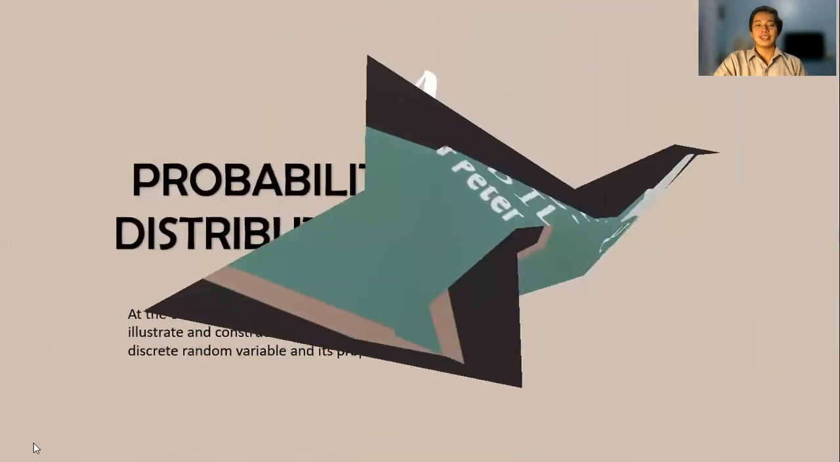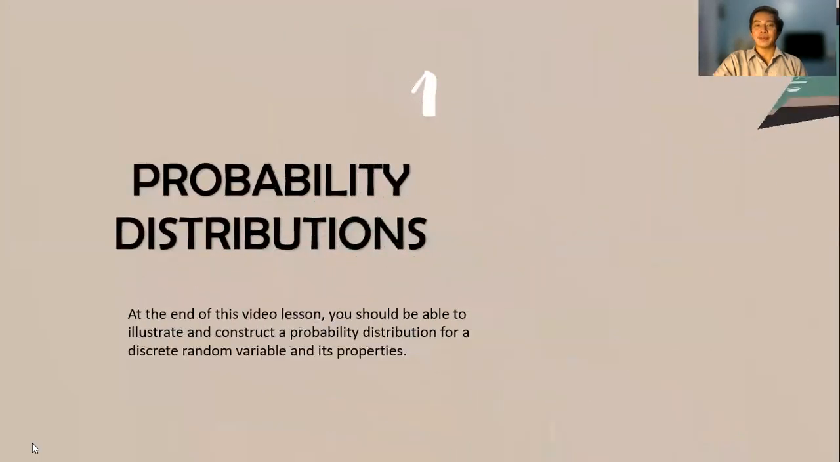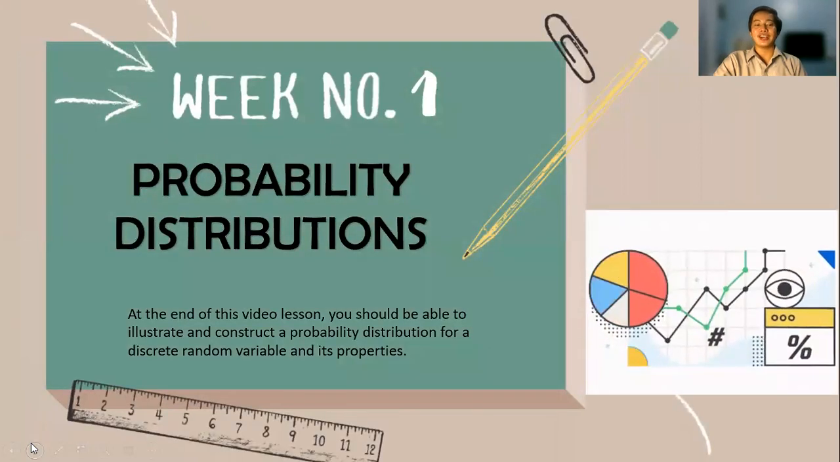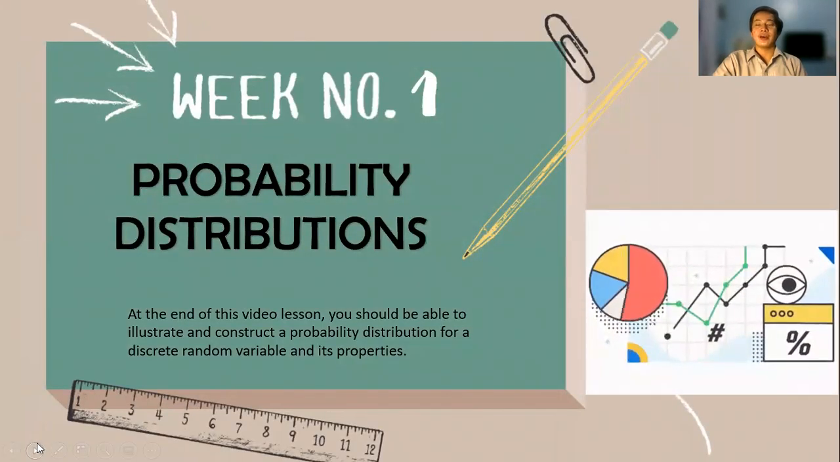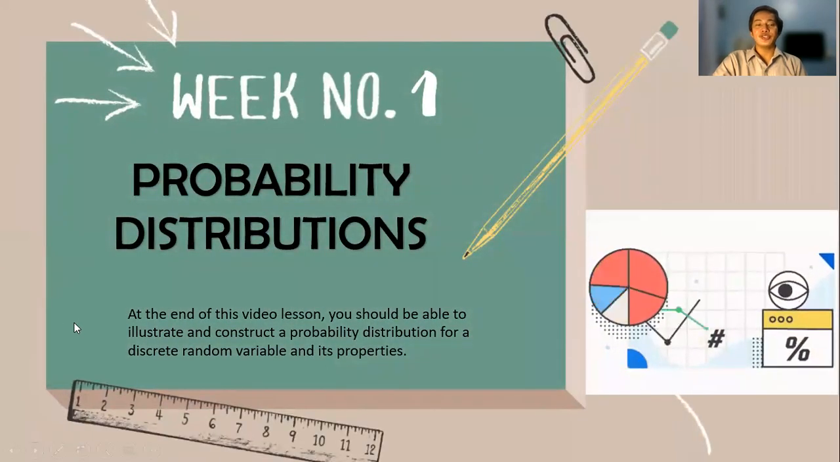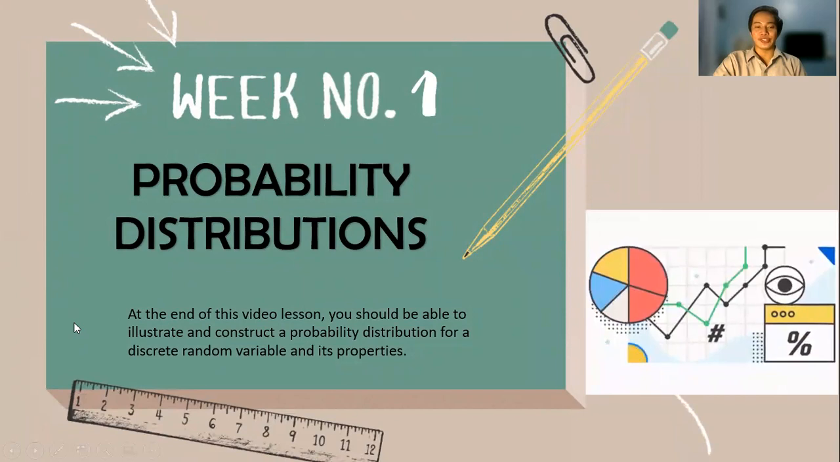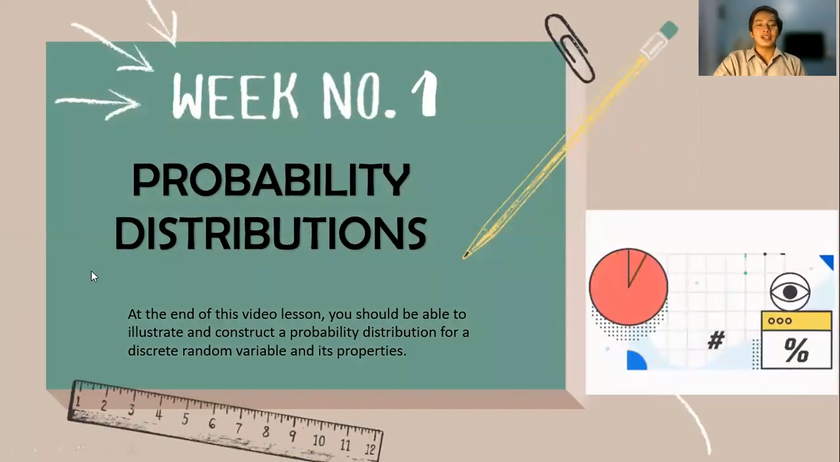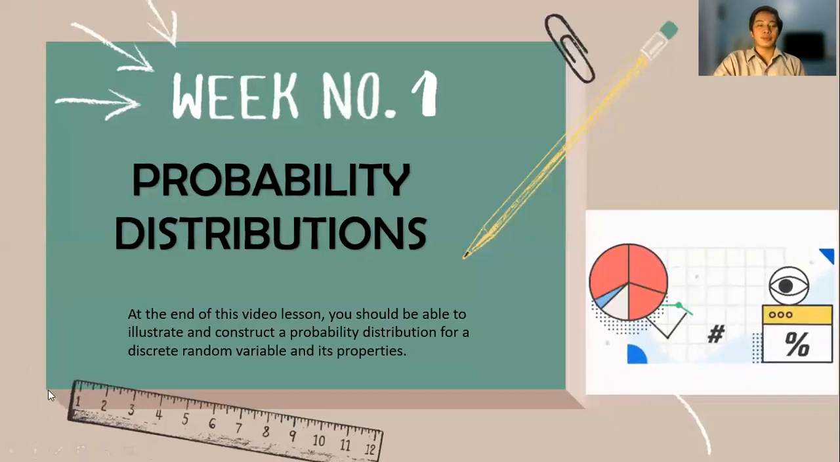For this video lesson, we will now talk about probability distribution after discussing the concept of random variables. So at the end of this video lesson, you should be able to illustrate and construct a probability distribution for a discrete random variable and its properties.